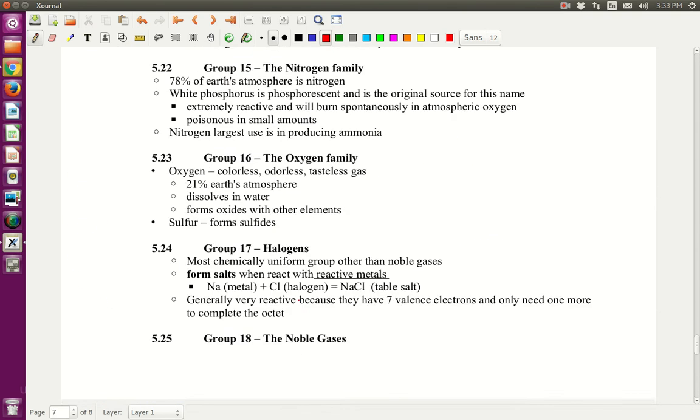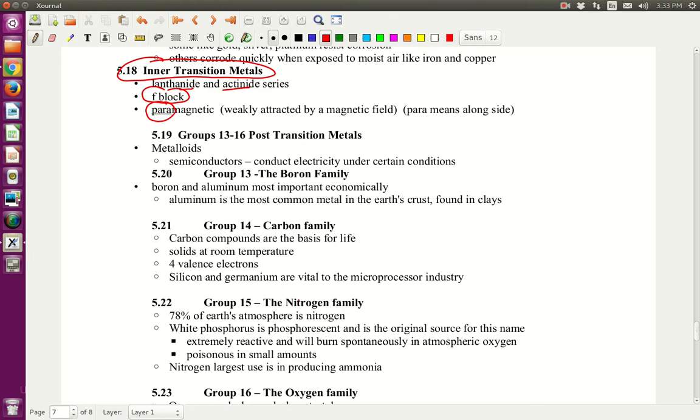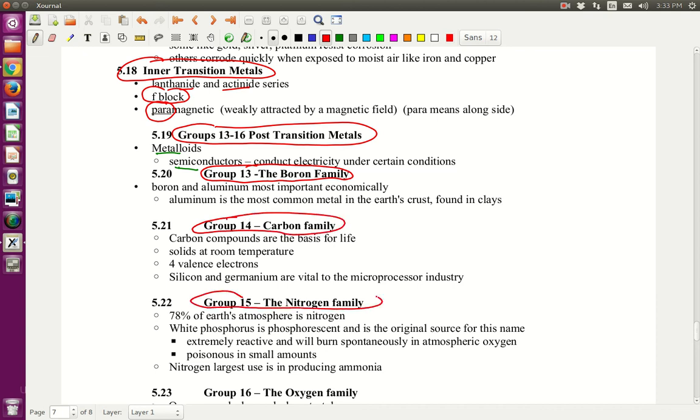Okay, let's go back up to our notes. So now we're going to talk about the post-transition metals, which are 13 to 16. So these are things you need to memorize. And we have the metalloids, and they are semiconductors. Metalloids are semiconductors, and that's in an earlier part, so you do need to know that. They conduct electricity under certain conditions. So group 13 is the boron family. Okay, you're going to need to know that. Now that's easy. The names of these families: carbon family 14, group 15, the nitrogen family. These are easy things to know.